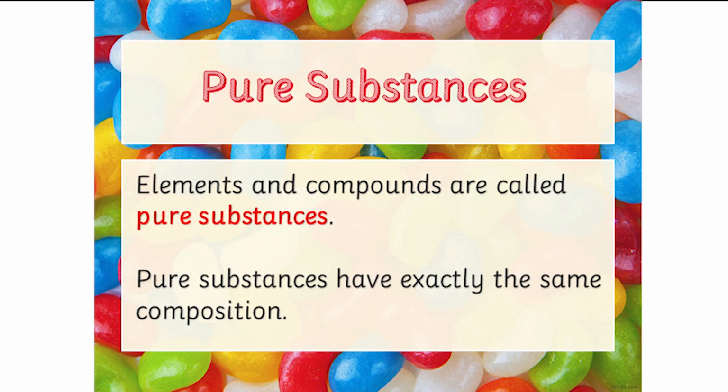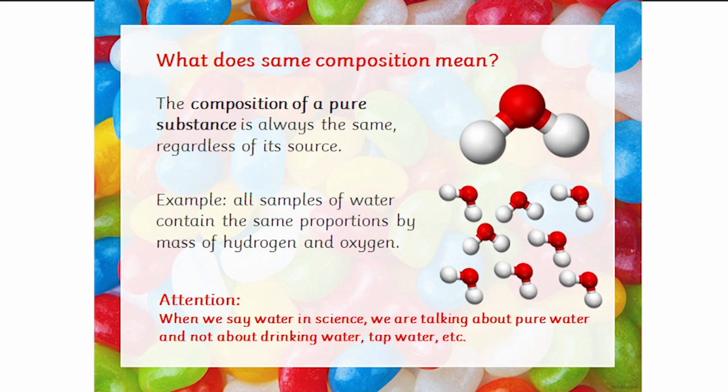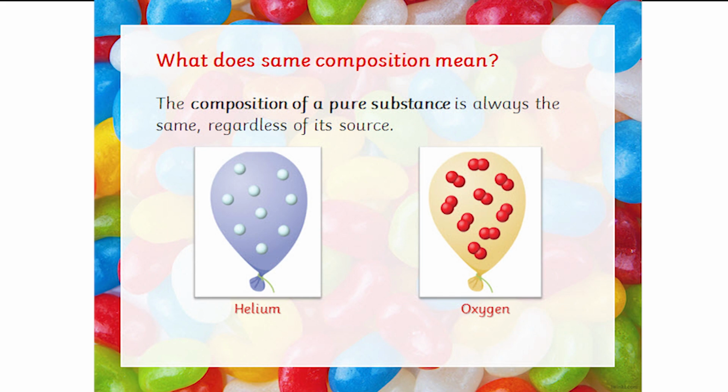Elements and compounds are called pure substances. Pure substances have exactly the same composition. The composition of a pure substance is always the same, regardless of its source. So, when I ask for distilled water, it's always H2O particles and nothing else, regardless which supplier I'm dealing with. The composition of helium is the same. In all sources, I'll just have millions of helium atoms and nothing else. Similarly, oxygen is a pure substance. I'll just have oxygen particles and nothing else.